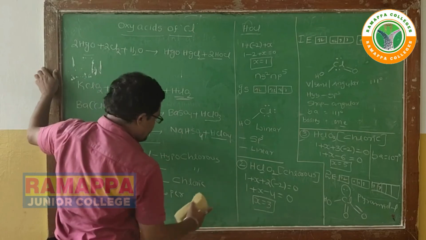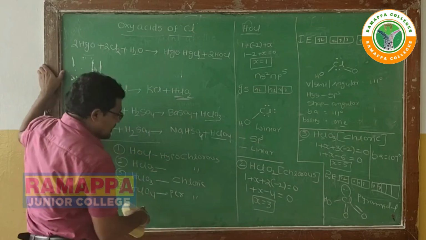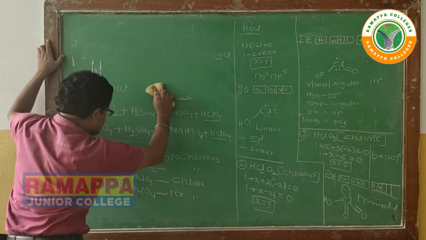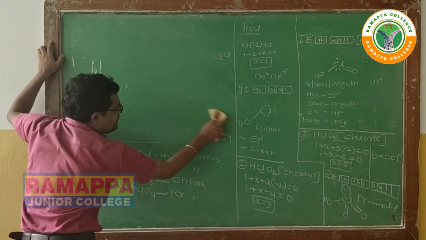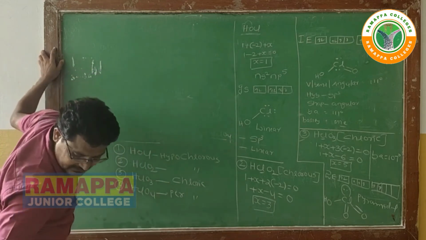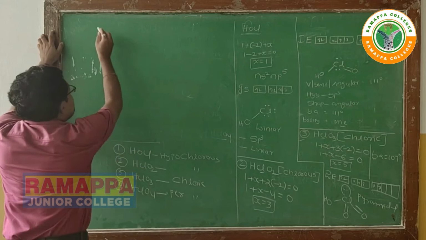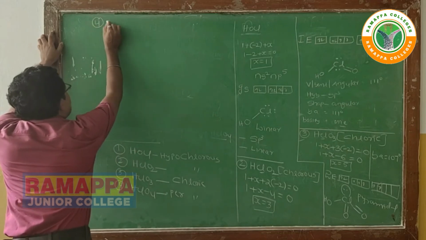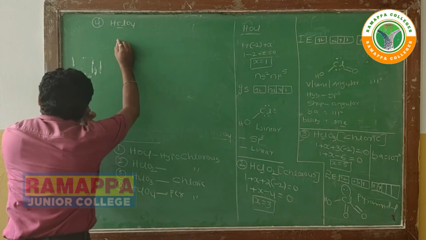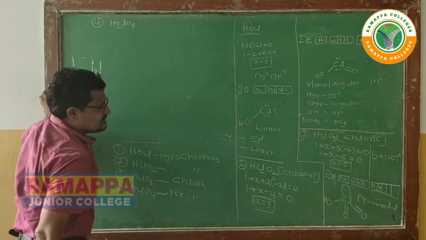The next one, the fourth type. What is the fourth type? Perchloric acid. Its formula is HClO4. Now first we find the oxidation state.